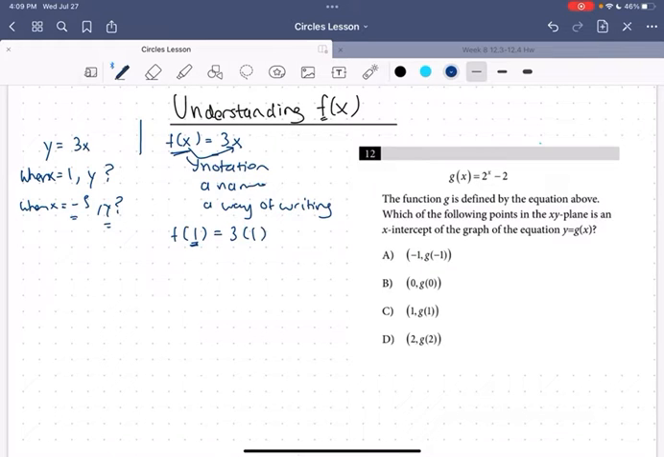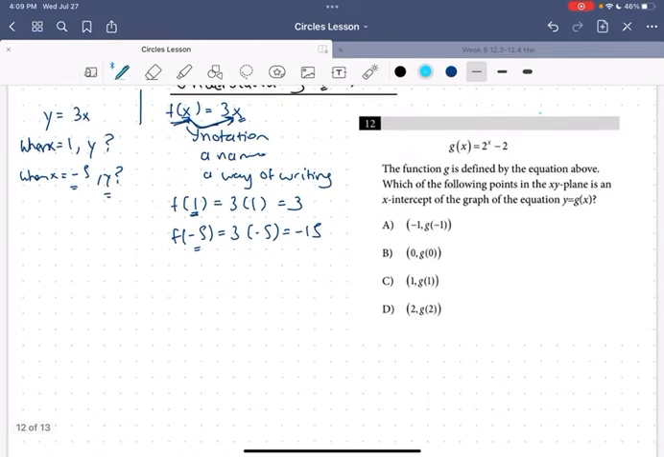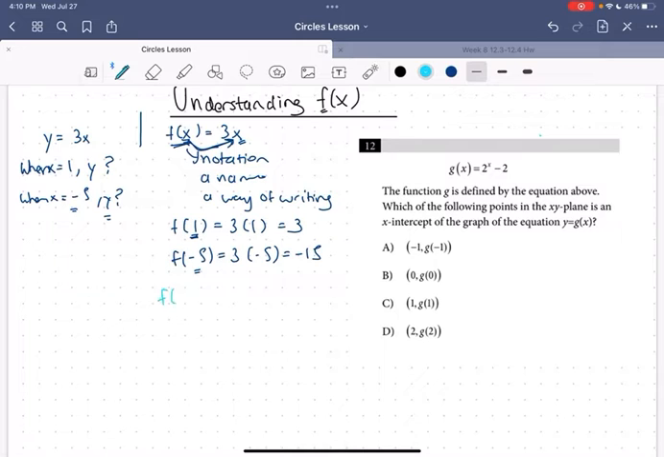So you go 3 times 1 equals 3. f of negative 5 would be 3 times negative 5 equals negative 15, and so forth. So anything could be in this x bracket and therefore needs to be plugged in here as well. Some examples might include f of a plus b, then I would just write 3 times a plus b, and I might distribute it so it's 3a plus 3b. It could also be f of x minus 6, and I would put in here 3 times x minus 6 equals 3x minus 18, and so forth.